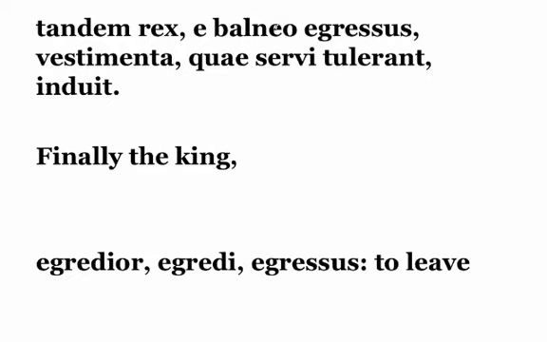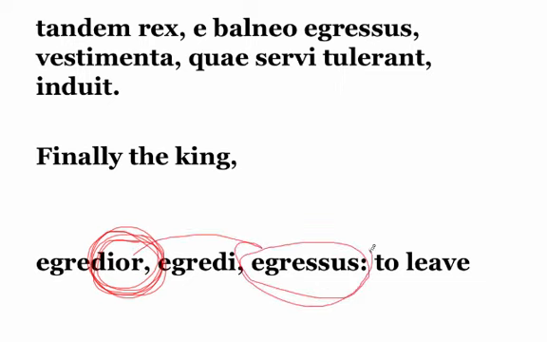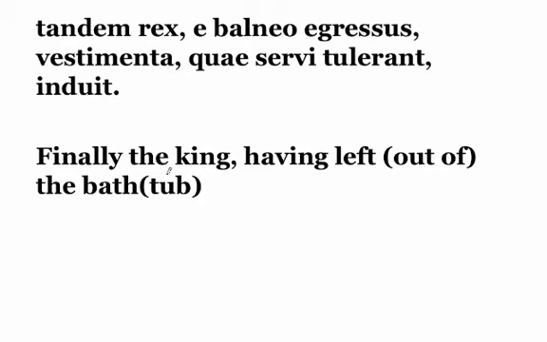Finally, the king. Here comes a clause. Egredior. I really hope you're looking here and you say, oh, we just talked about this. Look, it's a deponent. I know what that means. A deponent verb means that the third form, the past participle, is translated actively. Having left. Now, the preposition a means out of, and you probably don't have to translate it here. Having left the bathtub.